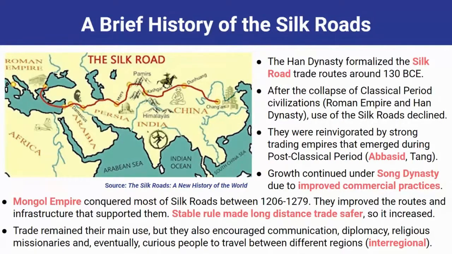In China, that growth then continues under the Song Dynasty, who used improved commercial and financial practices to grow trade. And then also, as we learned in our Unit 1 review, their population boomed due to Champa rice. So they had more people, and so there was more trade driven, not just by population and more production, but also by the methods of trading improving as well.